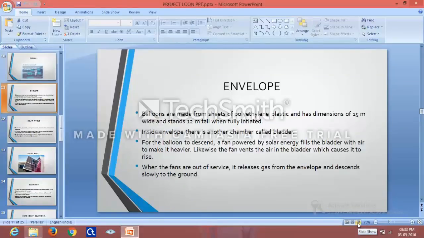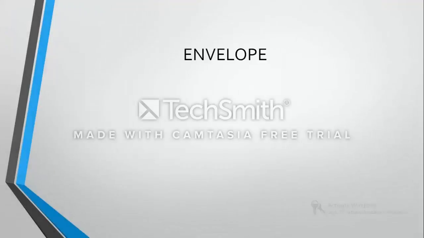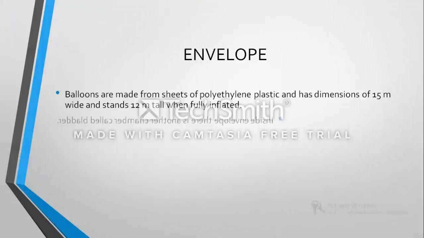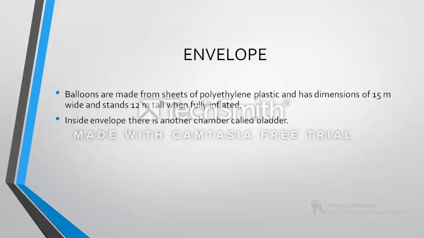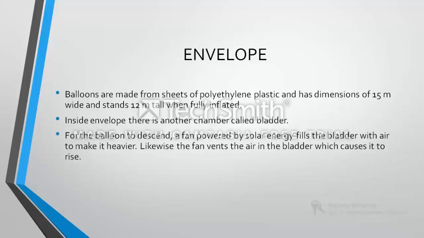I will be explaining the three parts of the balloon design in detail here. The envelope, the first part. Balloons are made up of sheets of polyethylene plastic that are very resistant to various temperatures and pressures. Inside the envelope, there is another chamber called the bladder. This bladder is the controller for the balloon to either ascend or descend.